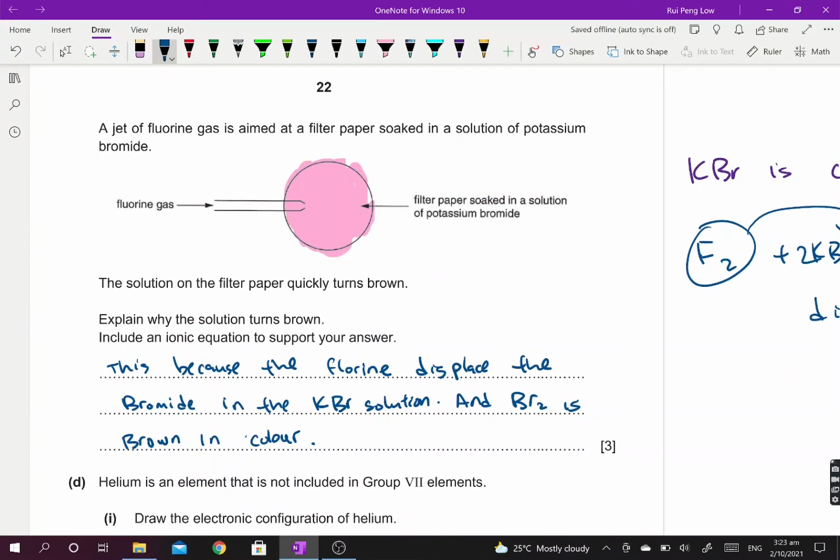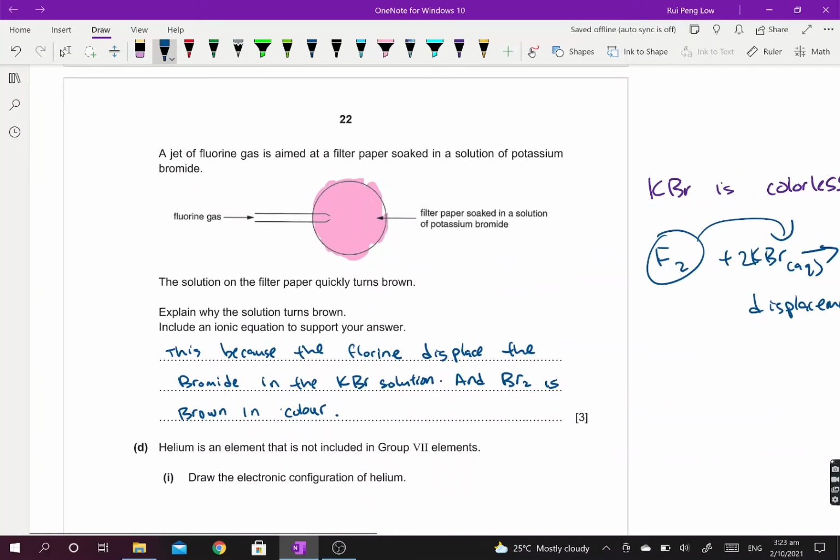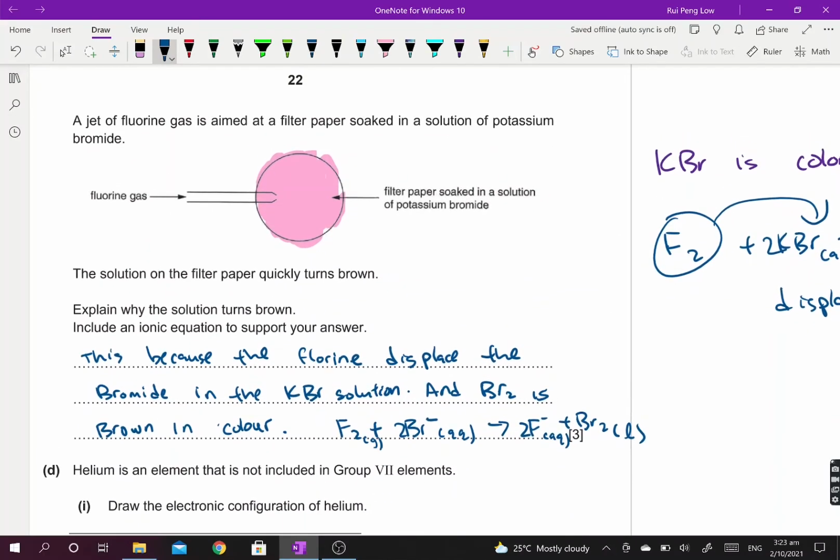So write an ionic equation to support this. So ionic equation: F2 plus Br minus gives you F minus plus Br2. Okay, Br2 should be liquid. Okay, then aq. Okay, done. This is my ionic equation.